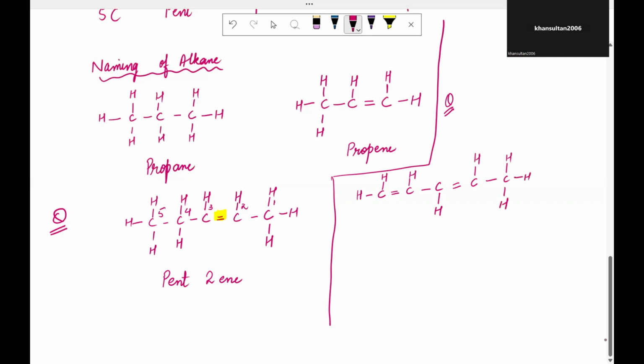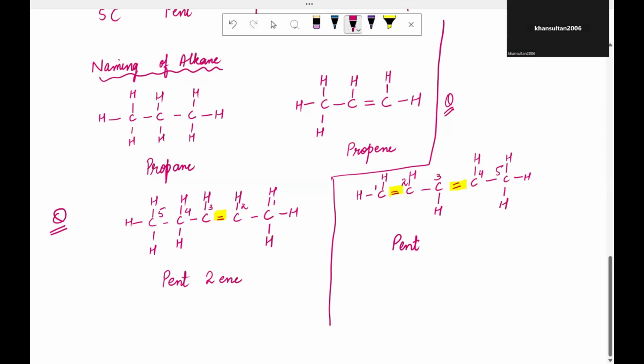Now we basically have two double bonds here. One is at this place and the other is at this place. So now we have to decide from where we are going to start numbering the carbon. If we start from this place, one, two, and if we start from this place, one, which is closer to the functional group? From the left-hand side, one, two, three, four, and five. So that five would become pent.